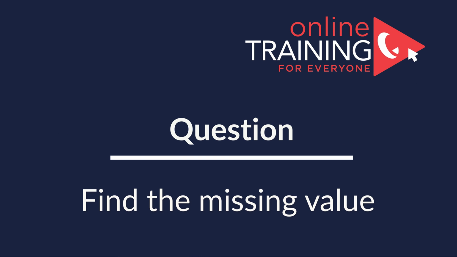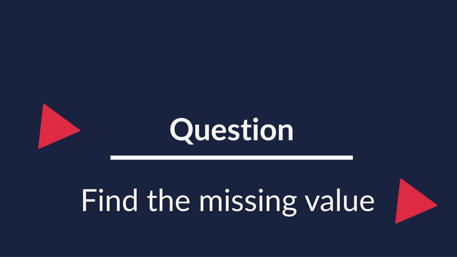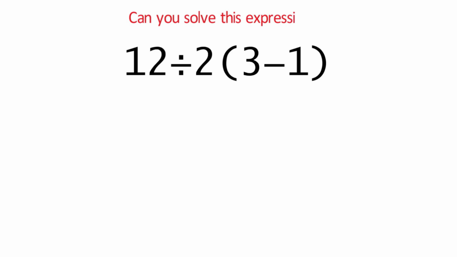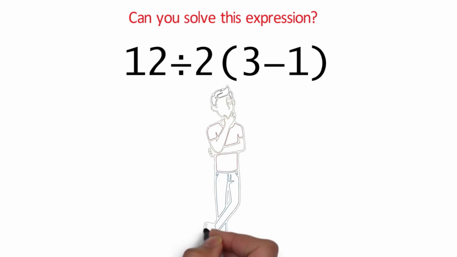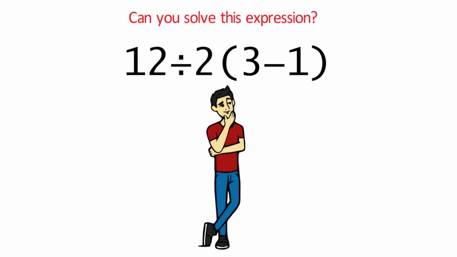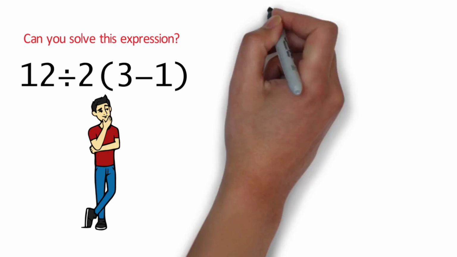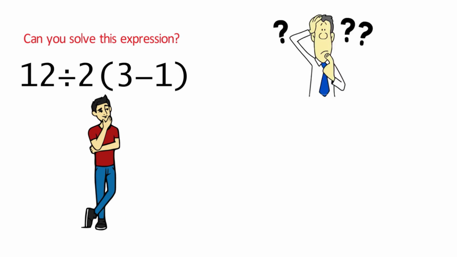Here's an interesting question, which is easy to understand, but at the same time you will have a lot of fun solving it. You need to calculate the simple expression 12 divided by 2 and then multiply it by the value in parentheses, which is 3 minus 1. Take a look closely and see if you can come up with the answer.